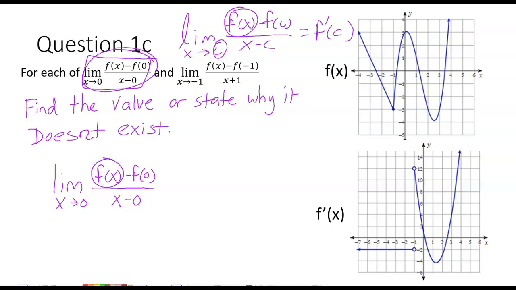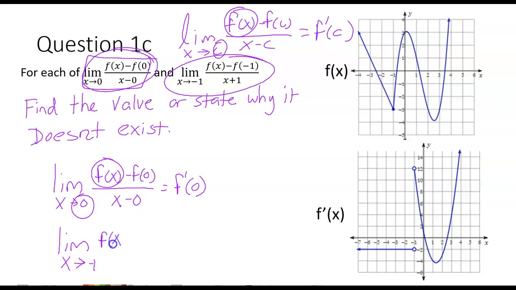So what this actually represents, I'll write it out, is the derivative of that function at 0. Likewise, what this actually represents is the derivative of this function at negative 1. So basically, I need to find what's f prime of 0 and what's f prime of negative 1. So for that, let's go ahead and take a look at our f prime graph.